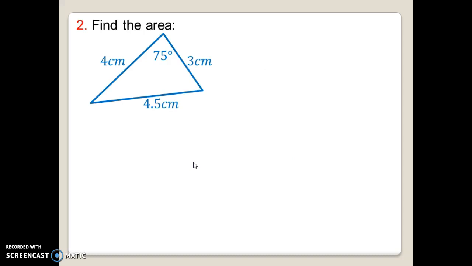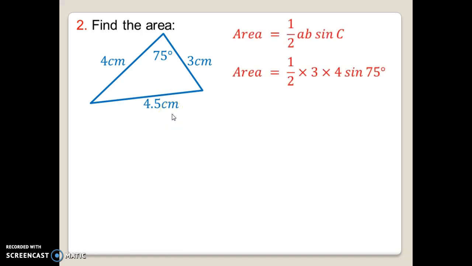A second example, so sometimes you are given more than the two sides you need, so you need to recognise in the diagram I only need the angle between the two sides given. So this length of 4.5 centimetres is unnecessary for the information that we need. So a half AB sine C, replacing the A and B with the 3 and the 4, and then sine of angle 75, and you should get that to two decimal places.